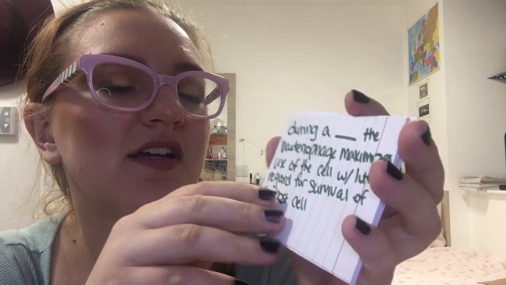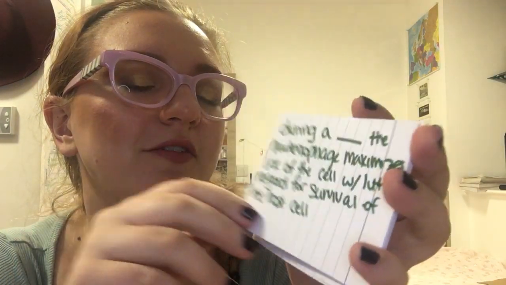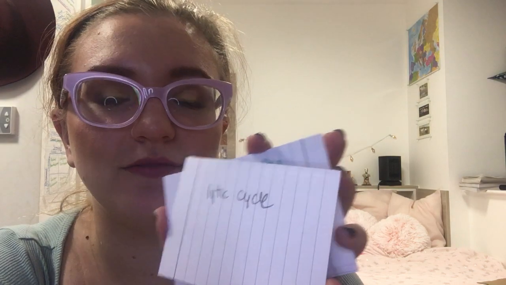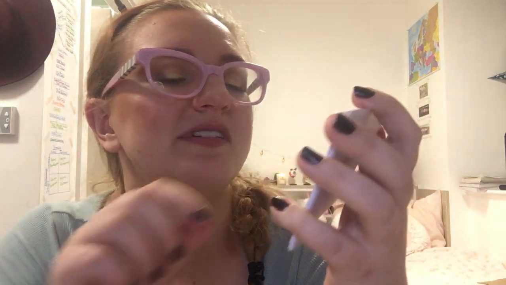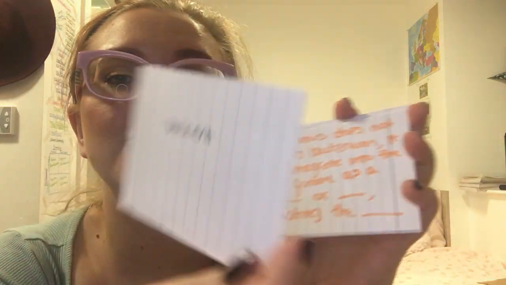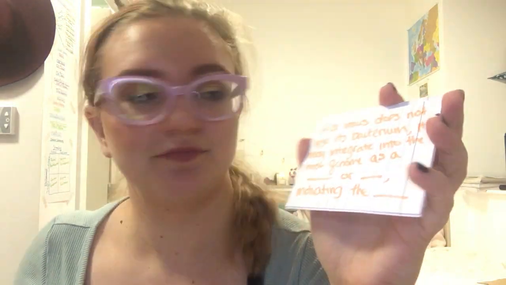During a blank, the bacteriophage maximizes use of the cell with little regard for survival of the cell. So that's one of those two cycles. Which one is that? That one is the lytic cycle. Viruses in the lytic phase, we consider those viruses to be virulent.